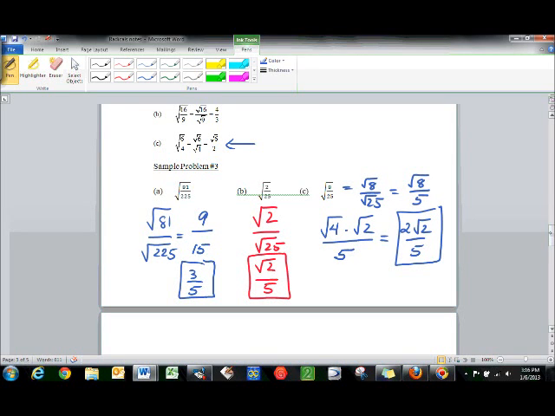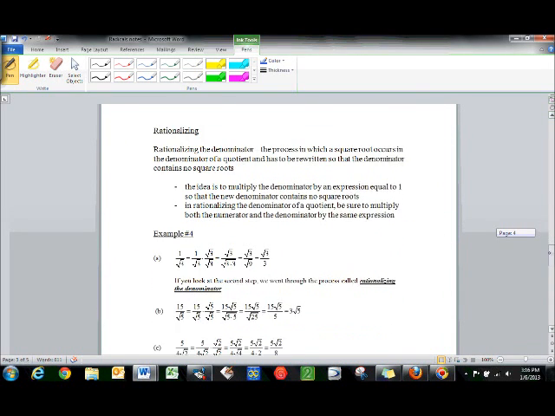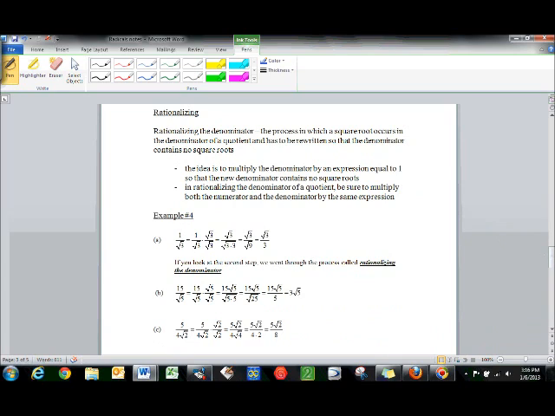Now we move to the fun stuff. And you know, when I say fun stuff, that's where it starts to get challenging. And we've looked at this a little bit already. So if you recall in the rules, it says that if you have a radical in the denominator, you have to get rid of it.